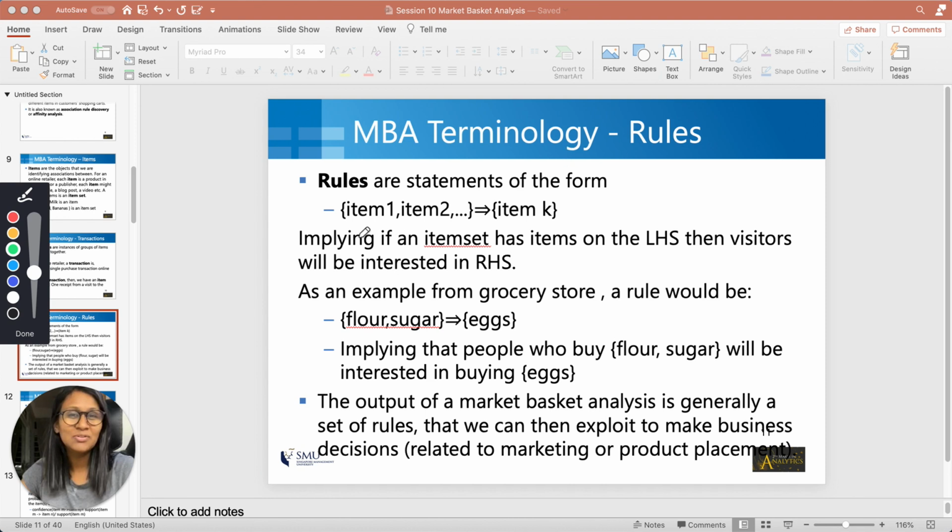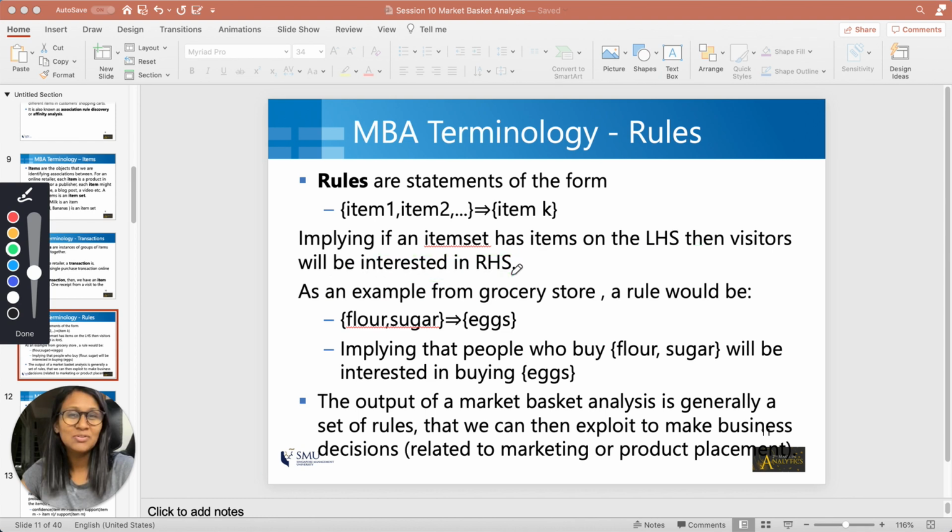The rules are of a form where there is a left hand side and a right hand side. The way we read the rule is that left hand side implies right hand side. This sign here is referred to as the implies sign. So what is it that we are implying? What we're saying is that people who are buying the items on the left hand side are also interested in buying the items that are represented on the right hand side.